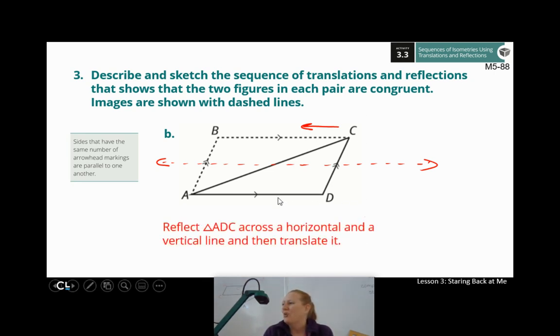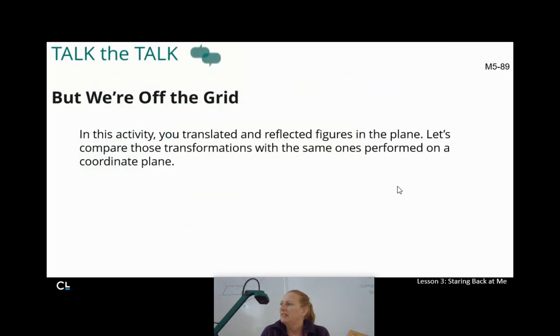That would work. So if I reflected triangle ADC across a horizontal line and a vertical line, and then translated it. So I'm going to do a double flip and then scooch it over. That works. Nice.